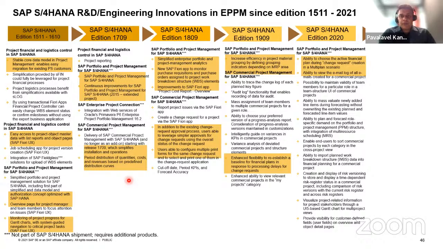Okay, as a part of 2020, you had an option to choose what is the active financial plan during the change request creation. So it's in a multi-plan scenario. How do you select for which financial plan you are trying to create a change request? This was a part of 2020. Okay, and next thing, as a part of 2020, we had an ability to import work breakdown structure into the financial plan of commercial project.